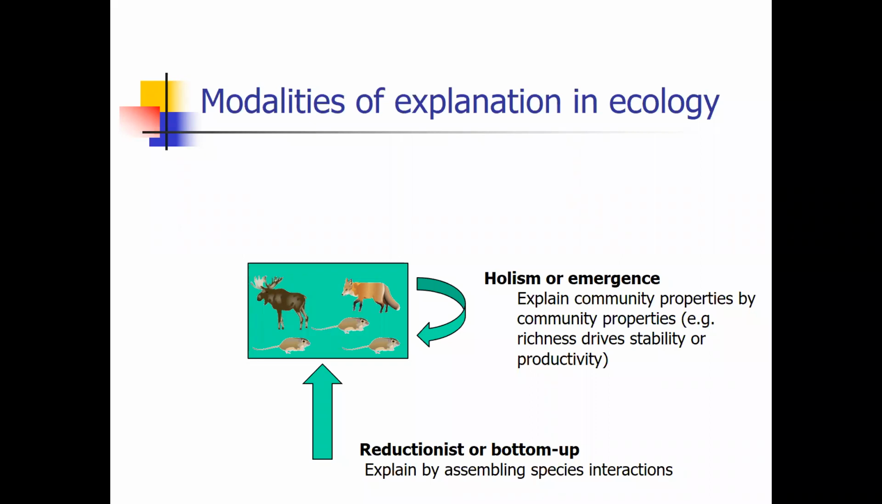The other big approach is the holism or emergence approach, where you look at community properties to explain community properties. So the productivity-richness discussions, the intermediate disturbance hypothesis, disturbance versus richness. All these kinds of things are really the holism approach. It says we don't need to, or we can't, unpack things down to the level of individual species interactions, but we can take emergent properties of a community like richness, evenness, productivity, and work on that.